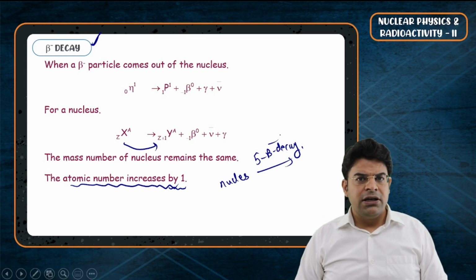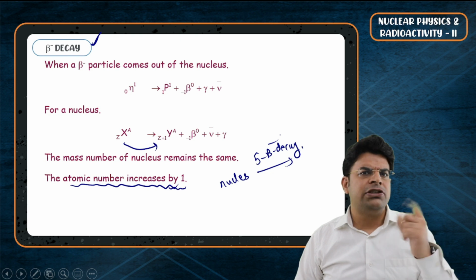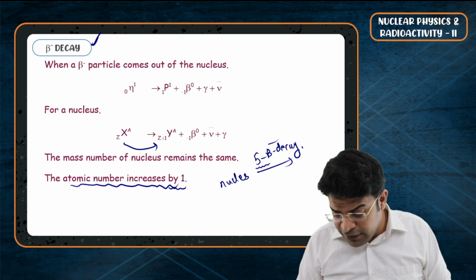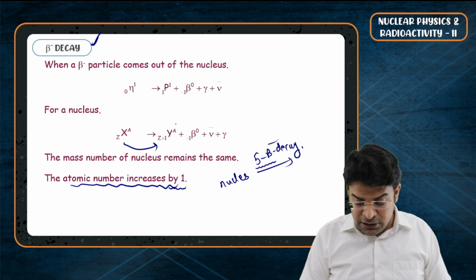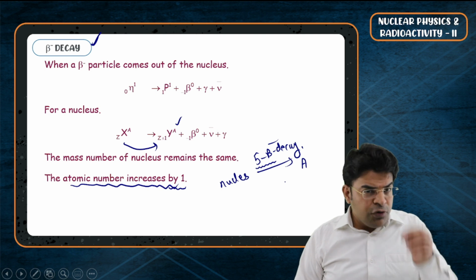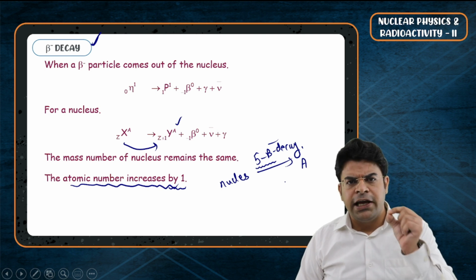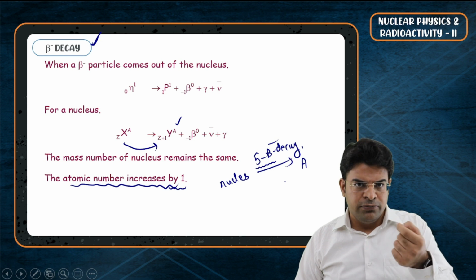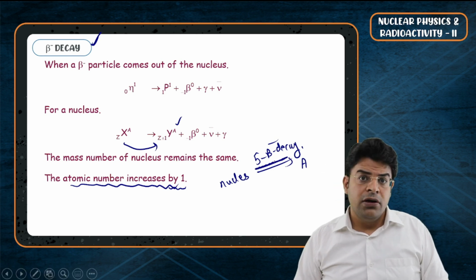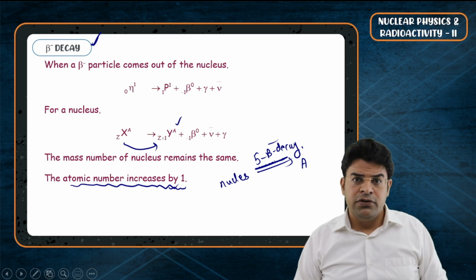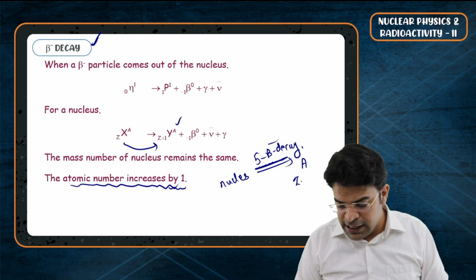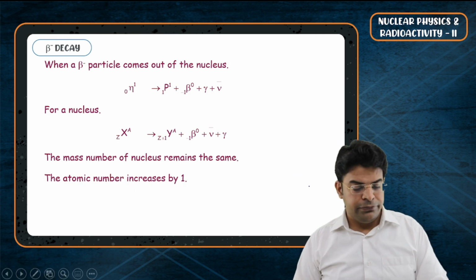So you will say, sir, for every single beta minus decay, the mass number remains unchanged. So if even 5 beta particles are coming out, the mass number will remain the same. If it was originally A, it will remain A. But for every single beta minus decay, the atomic number increases by 1. So for 5 beta minus decays, the atomic number will increase by 5. So if the original atomic number was Z, the new atomic number will be Z plus 5.